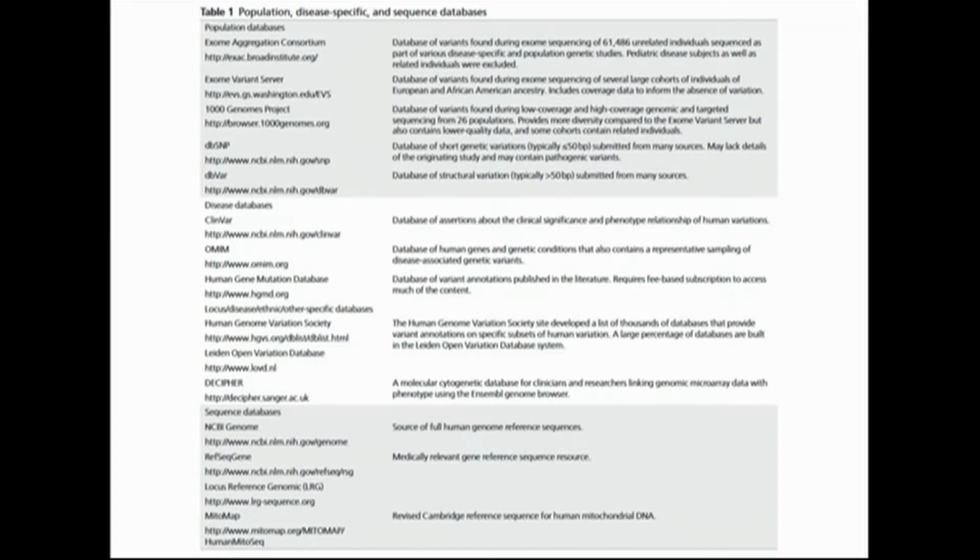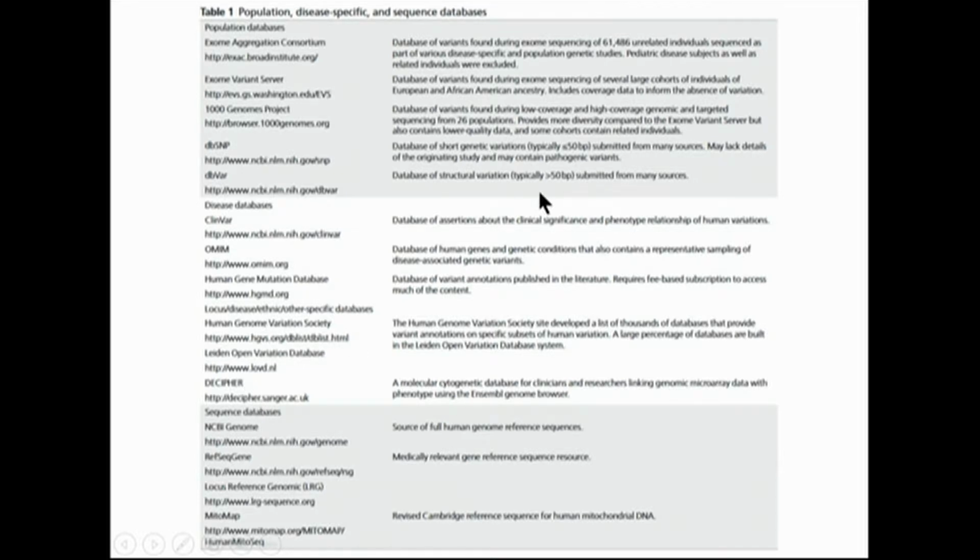But the Exome Aggregation Consortium, the ExAC, we have that on the browser. 1000 Genomes Project, we have that. The EVS from Seattle, we have that. dbSNP, I showed you a slide, we have that. We have dbVar, we have ClinVar, we have OMIM. We have the old HGMD, so we're not up to date on HGMD. We have HGVS, we have LOVD from Leiden, we have DECIPHER. Well, you get the picture.